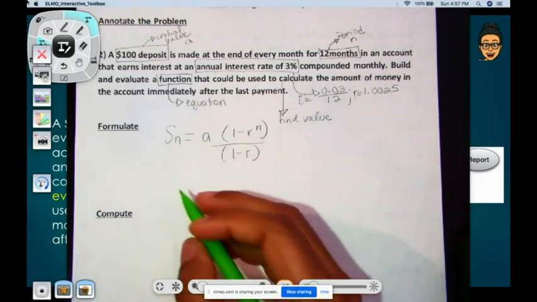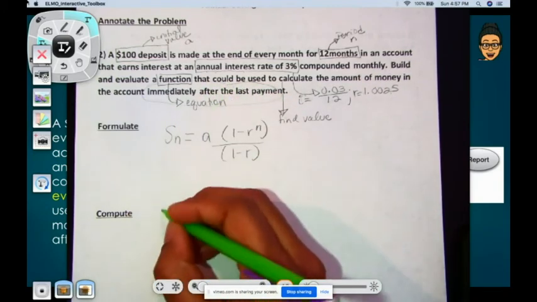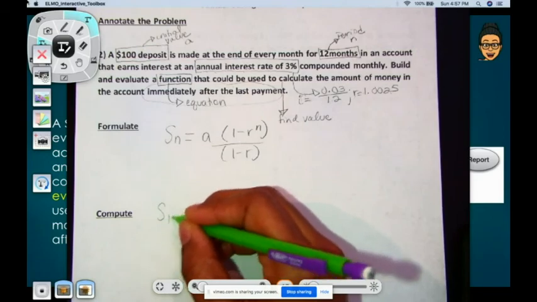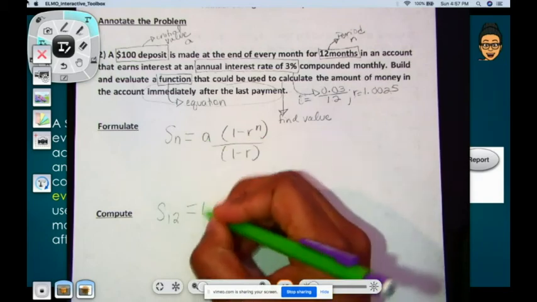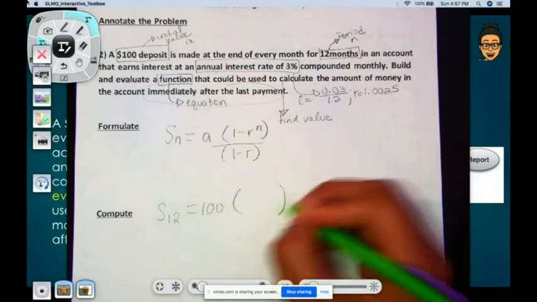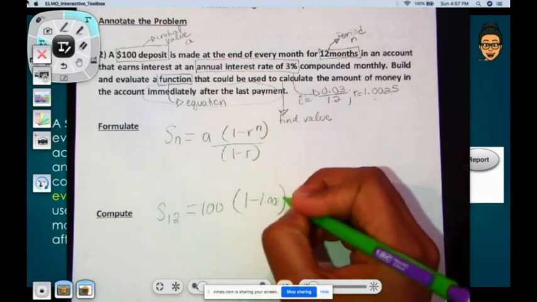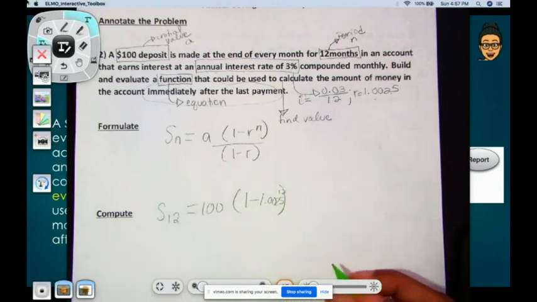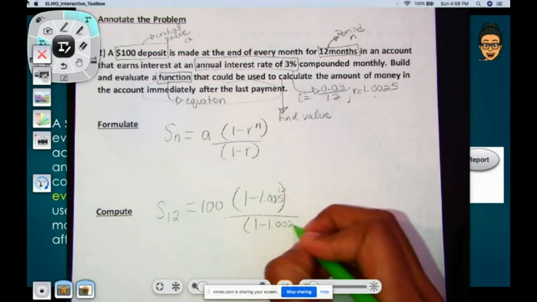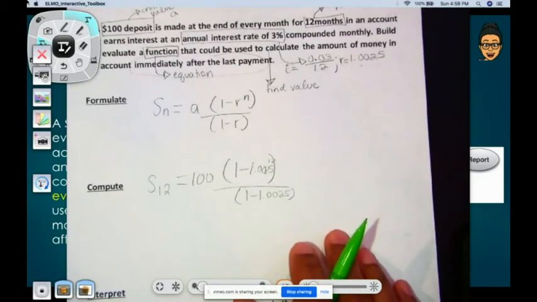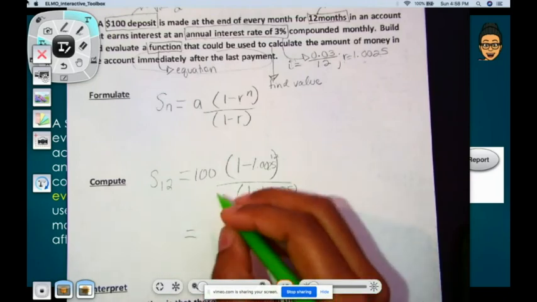Okay, so here's my formula. I'm going to go ahead and compute what would happen immediately after the last payment by substituting n for 12. N is my period. My initial value, my deposit, is going to be 100 times the quantity of 1 minus the common ratio, 1.0025, raised to the 12th power, all over the quantity of 1 minus 1.0025. Here, I just substituted those values into the equation that I built. Once I do that, I know that I then can go ahead and simplify.